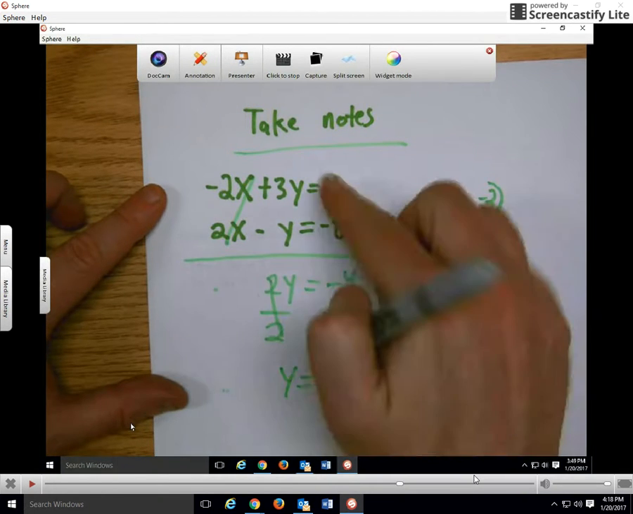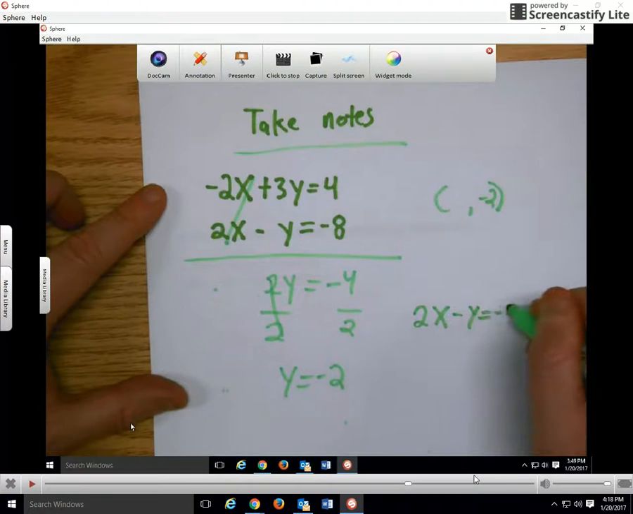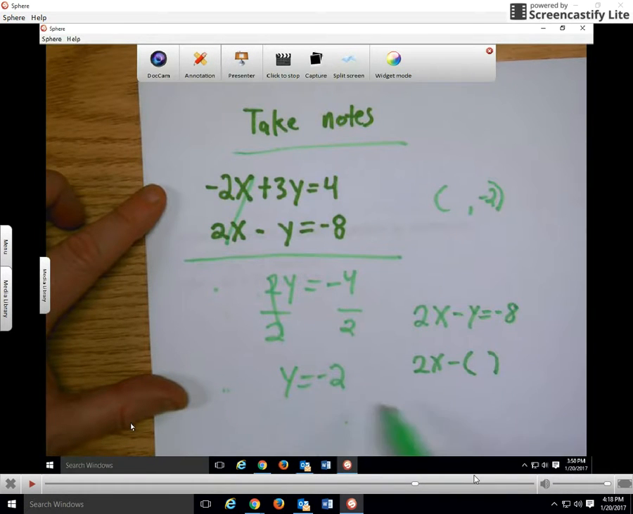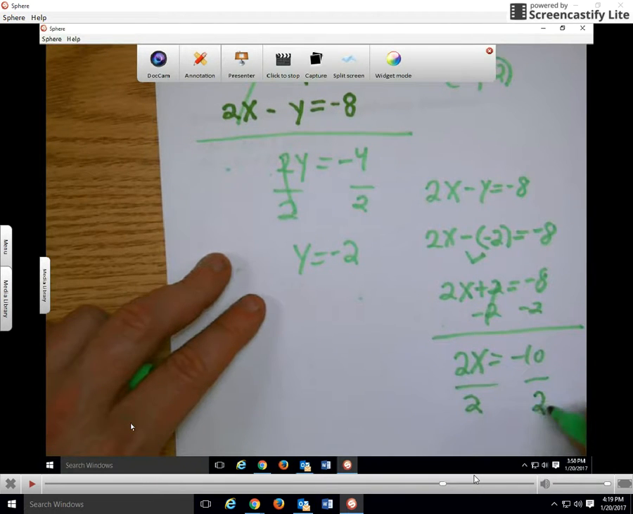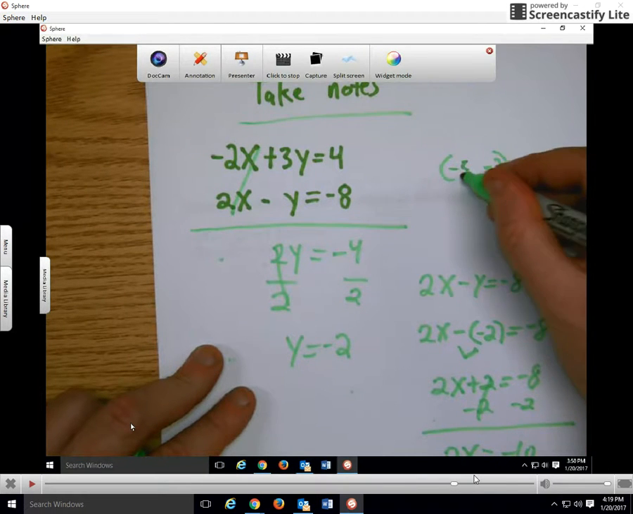Now we need to go and find the x. I can choose either one of these two. I'll just choose the bottom one. It doesn't matter. So 2x minus y equals negative 8. 2x minus, but instead of a y, I'm going to substitute in what the y equals. We know y equals negative 2. Equals negative 8. A negative next to a negative is a positive. Just solve for x now. These cancel out. 2x equals negative 10. Divide both sides by 2, and then x equals negative 5. So if y is a negative 2, then x would be a negative 5. We'll go ahead and put that in the answers. And there you have it.